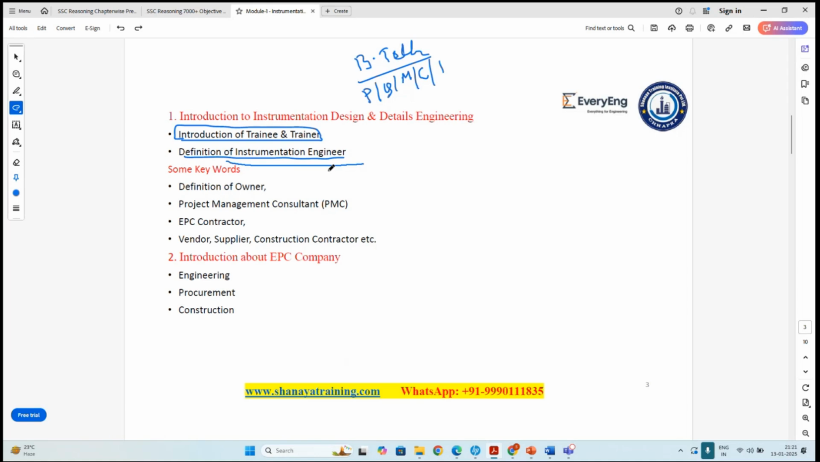Now we will discuss some keywords which will clear your fundamentals: who is the owner, who is the PMC, who is the EPC, and what is that? If I say who is the owner, the owner is the company or organization that sets up the project for itself. If you are from India, who is the owner? The owner is that company or organization that sets up the project for themselves.